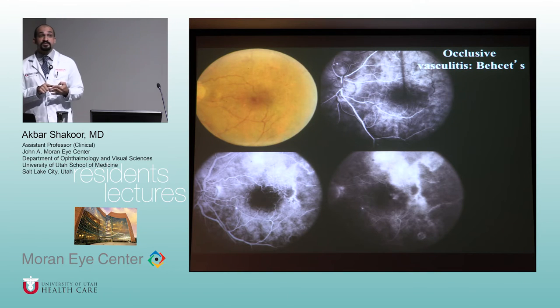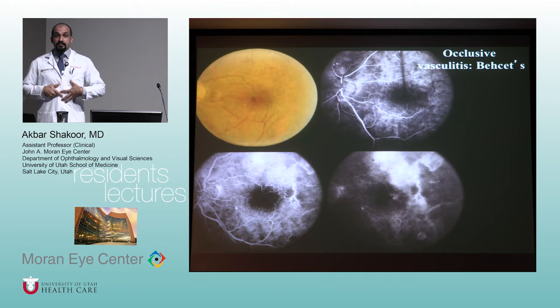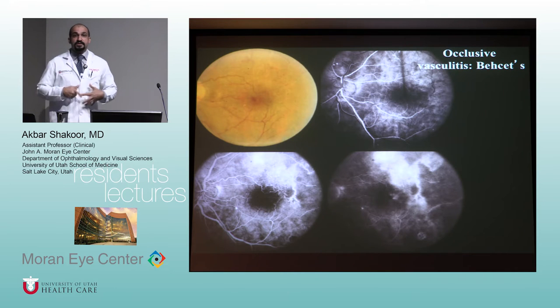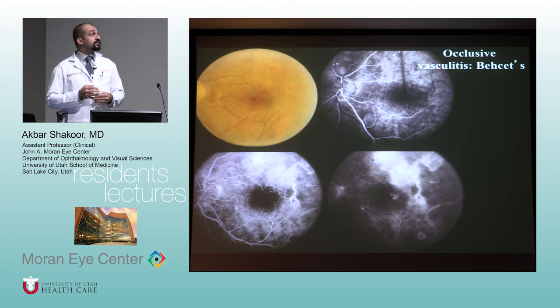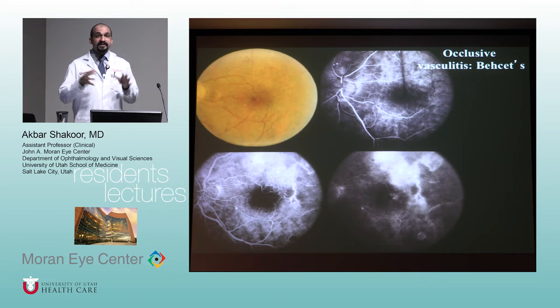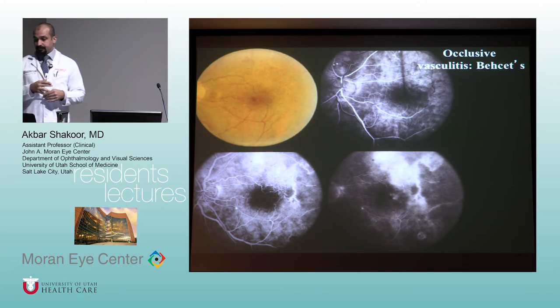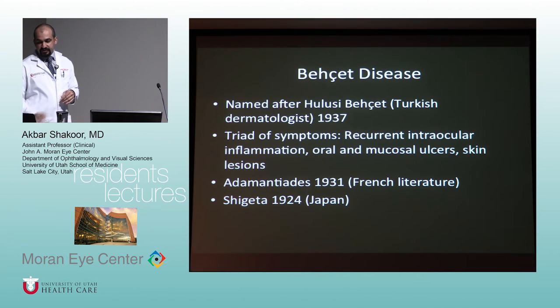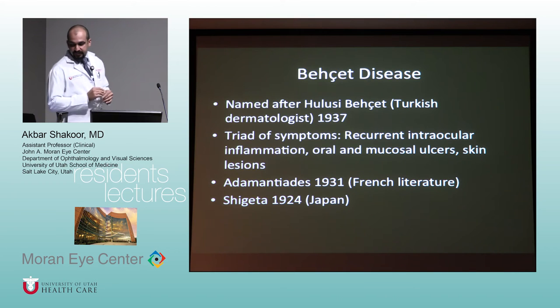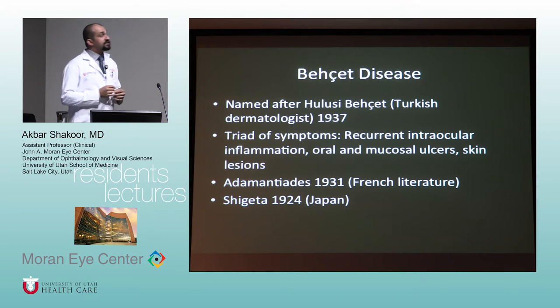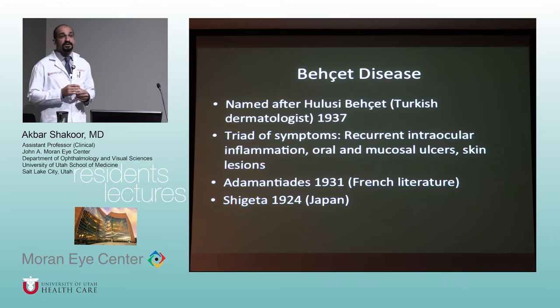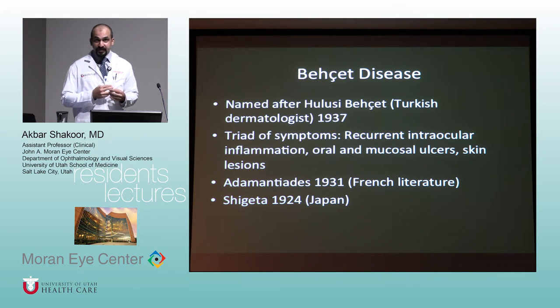So often patients present with intestinal obstruction. They often present with stroke. They often present with encephalopathy from diffuse microangiopathy. As I said, it's named after a Turkish dermatologist in Turkey. In fact, it's so common in Turkey and in the Mediterranean that in Turkey they call uveitis clinics the Behçet's clinics.